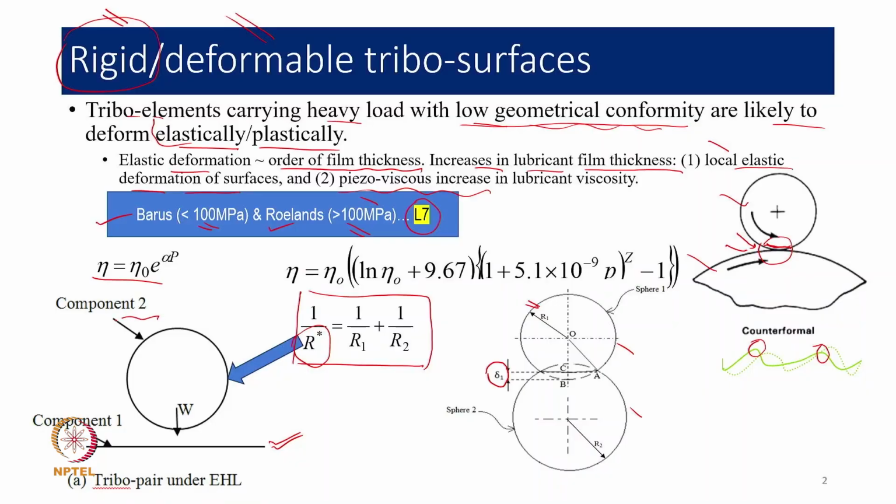That means here component 2 will have an effective radius, and that radius will be different from R1 and R2, which can be given as a harmonic combination of these two. And the second thing is that this surface will also get an effective elastic modulus, which we need to calculate. How do we calculate it? We are going to discuss this.